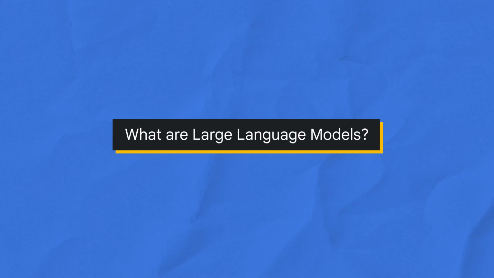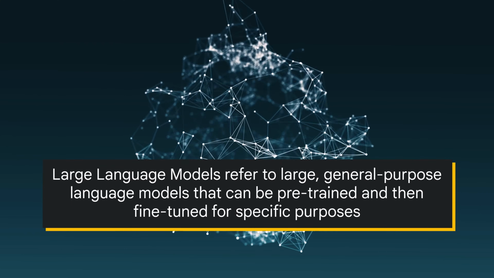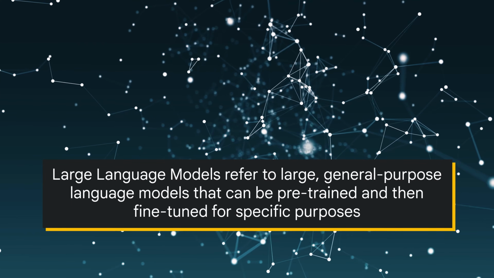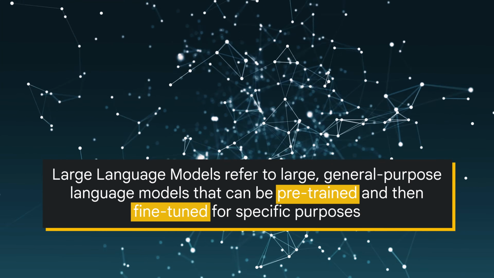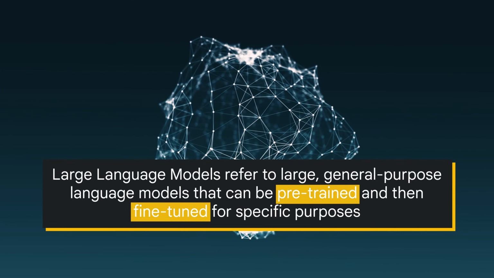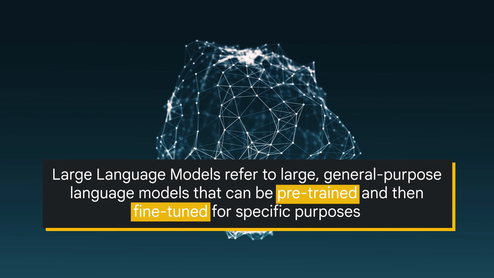So what are large language models? Large language models refer to large, general-purpose language models that can be pre-trained and then fine-tuned for specific purposes. What do pre-trained and fine-tuned mean? Great questions. Let's dive in.